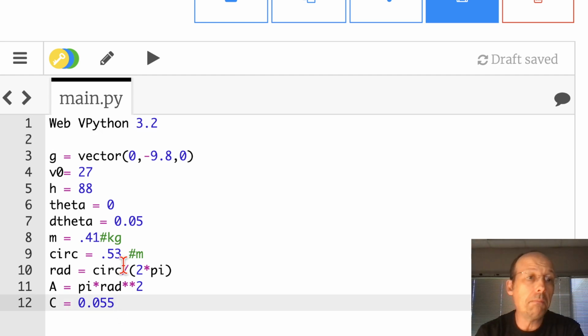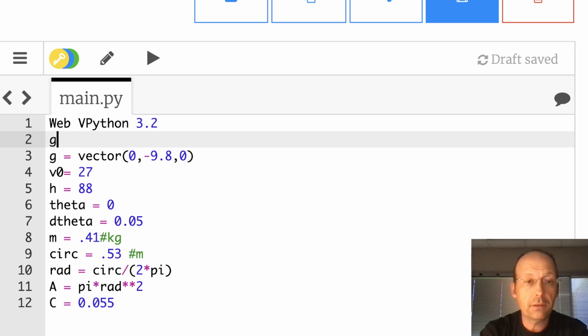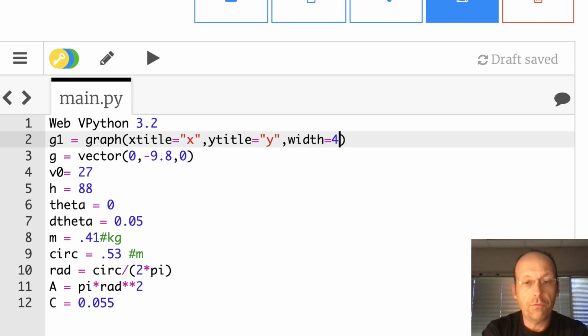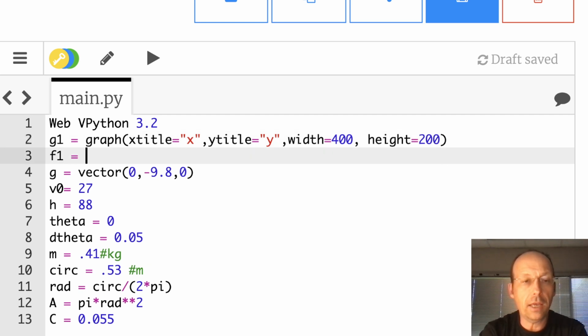So let's just make a graph of the trajectory. I'm not going to give it a title, but for now, let's call it X versus Y. So that's trajectory. And then I do need to get the width 400, height 200, and I need a graph to thing. F1 equals gcurve, color equals color.blue. Okay, so I have all this stuff.